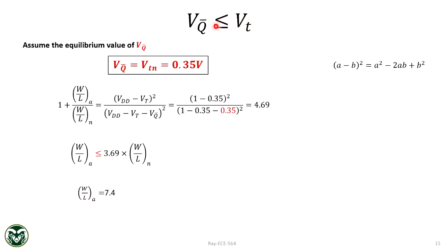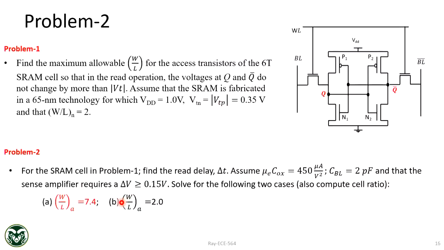So this is the one limit, VQ should be less than VT. But I don't want to go to VT. I want to keep the read disturb voltage to 0.2 volt, or 0.1 volt, suppose. This is a safe design, right? Because when you are at 0.35, there can be some flip at some extreme condition. So if that is the case, then you will see the access transistor has to be much smaller. This is the maximum allowed you can go. Okay, so that's the second part of the question. This is the safe design.